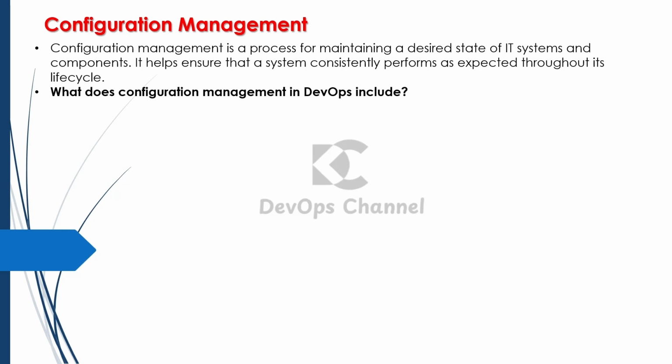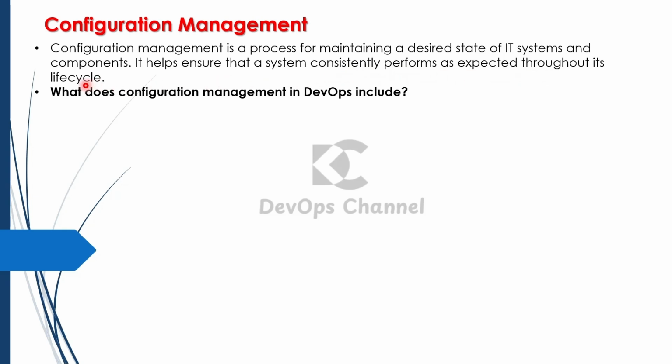Okay, now what is configuration management? So basically if you have some desired state for any IT system or its component, you need configuration management for managing it. Okay, so you don't want any manual intervention on those, and if you want to do that by any automation or by any client host, you can do that using configuration management. Configuration management is a process for maintaining a desired state of IT system and components. So it helps ensure that a system performs as expected throughout its life cycle.